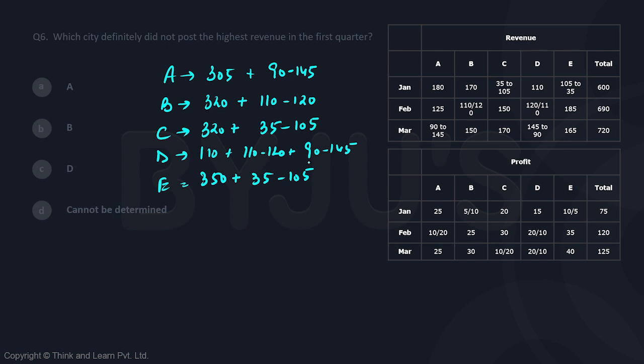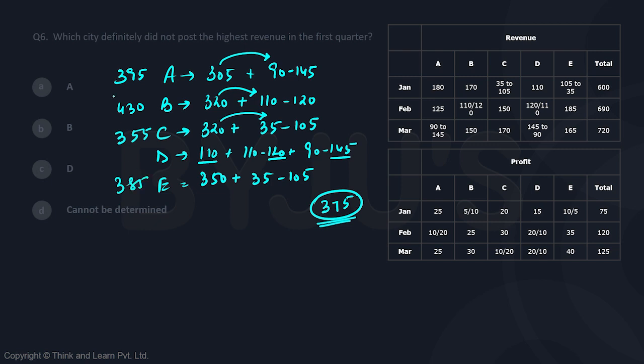Let's check what can be the maximum possible revenue of D. 110 plus 120, that is 230. 230 plus 145, their maximum revenue can be 375. Minimum for A is 305 plus 90, 395. Minimum for B is 320 plus 110, that is equal to 430. Minimum for C is 320 plus 35, that is equal to 355. I'm sorry. And when I talk about E, it is 350 plus 35. Once again, it is 385.